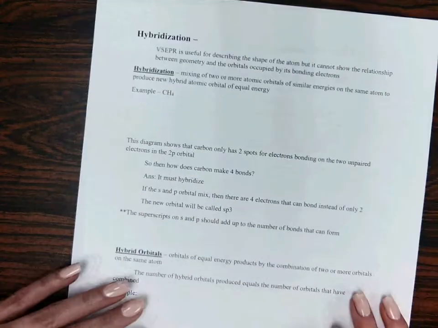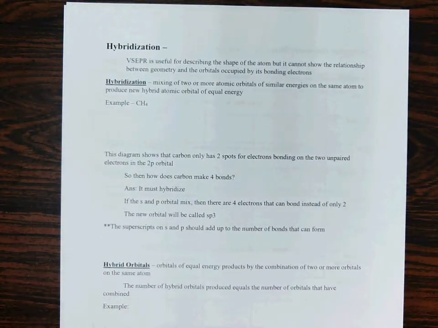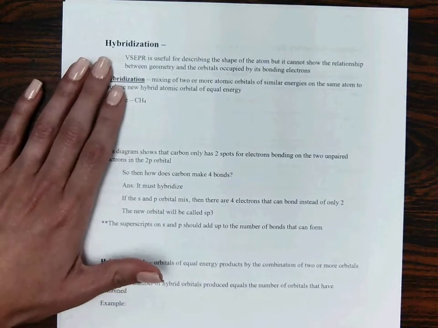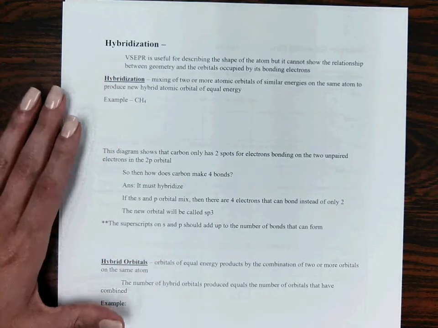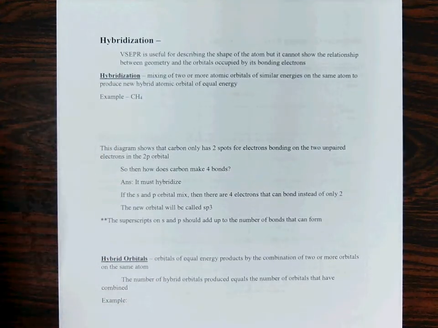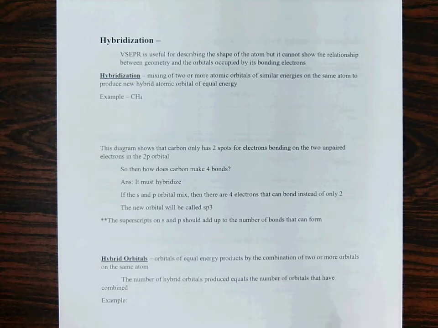On page 79, we're going to look at hybridization. And hybridization is kind of the last part to the history of the atom and what we actually define as the atom today. So the VSEPR theory is really good for predicting shapes, but it can't predict the relationship between the orbitals that we learned for electron configuration.